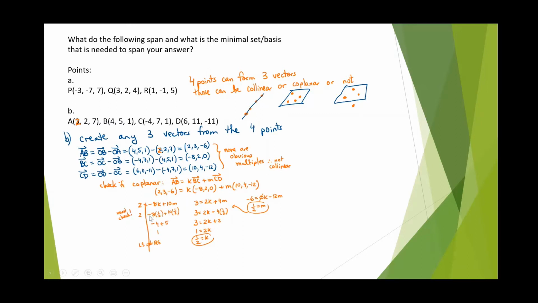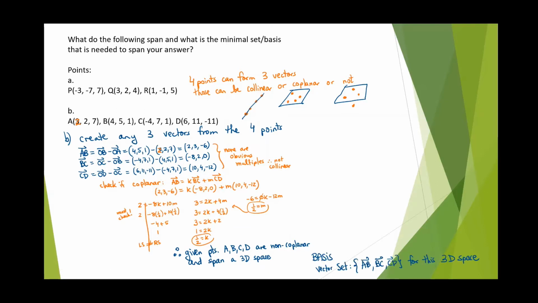So do a left side, right side check, plug in half for the K, half for the M. The calculation here yields size 1, but the other side is size 2. So there is definitely a contradiction here. What does this mean? This means that if you have a contradiction here, they're non-coplanar. So points A, B, C, D are non-coplanar. And so we have this scenario here, and they span a 3-dimensional space. In terms of the basis, you could say the 3 vectors you were working with form the basis for this 3D space.